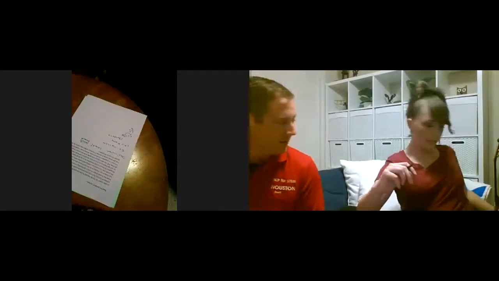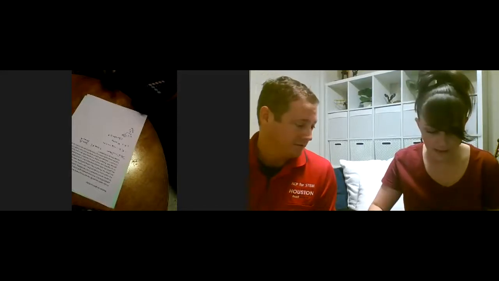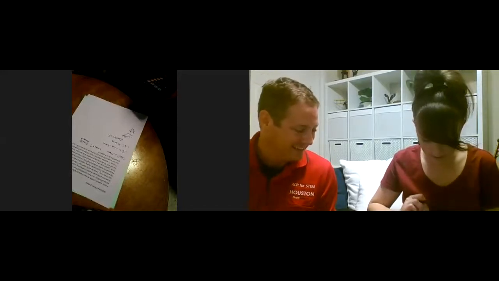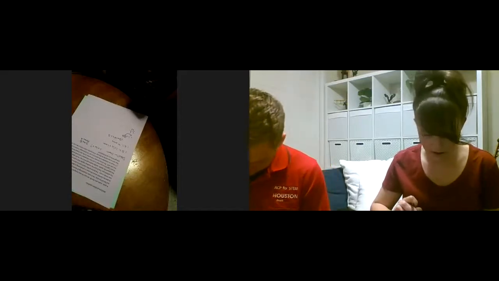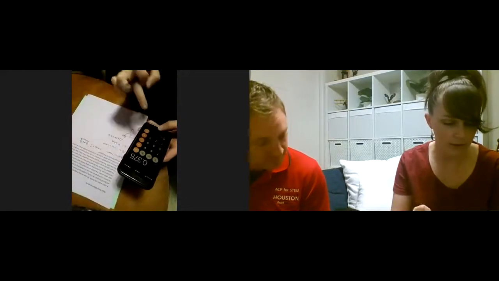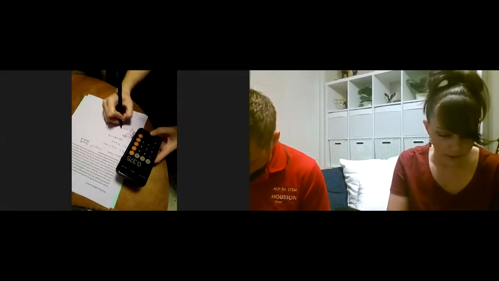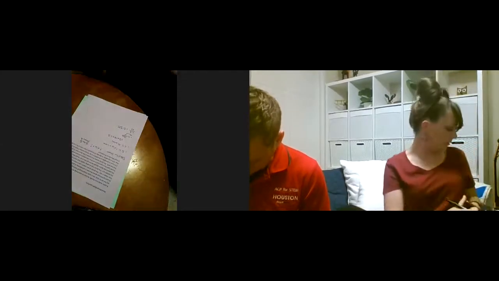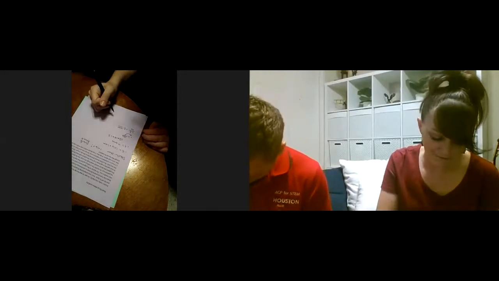Can I use a calculator? Yes. Okay, she's using her phone, because I wasn't going to provide her one. And I have no idea how to do it.